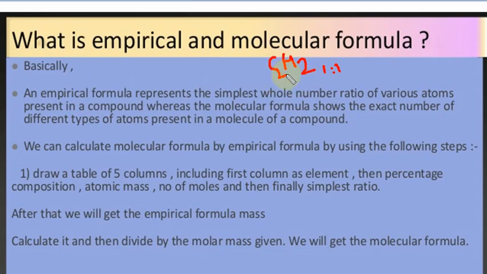That I understand, but we have just a ratio between carbon and hydrogen, that is 1:1, but the how many atoms are there of carbon and how many atoms are of hydrogen, that is not specified. So this is the main difference between empirical and molecular formula. So we can calculate both these molecular formula by empirical formula by using the following steps.